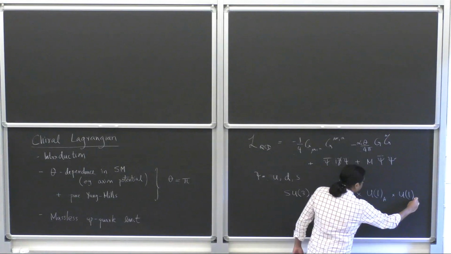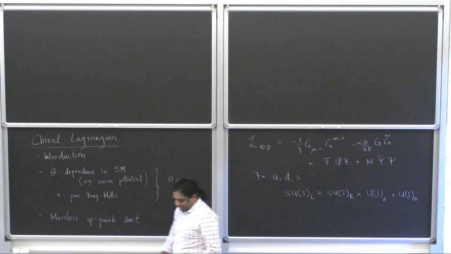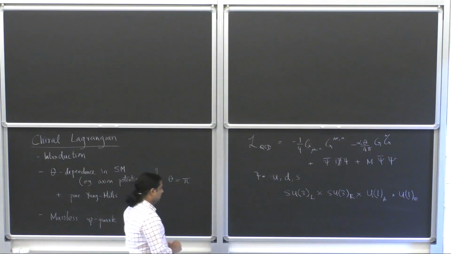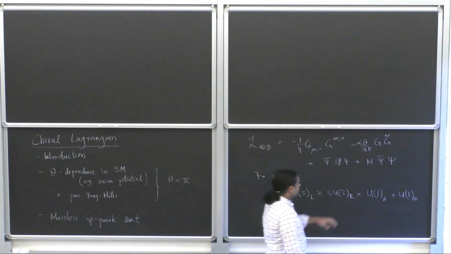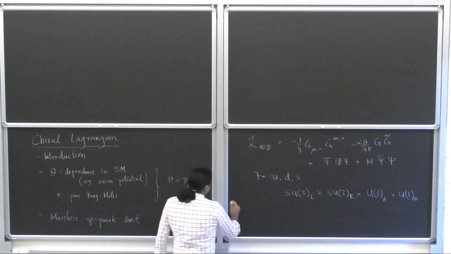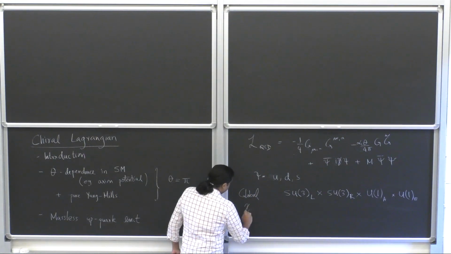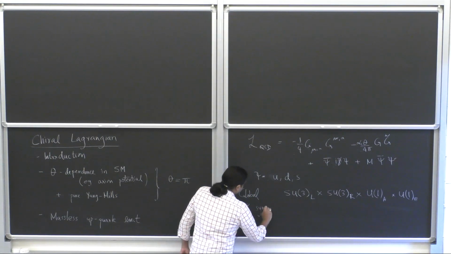And so these individual rotations for each of these particles would be a symmetry in the limit that m was 0. When m is small, then this would be an approximate symmetry of our theory. Okay, this is a global symmetry. So this is the global chiral symmetry of the QCD Lagrangian.